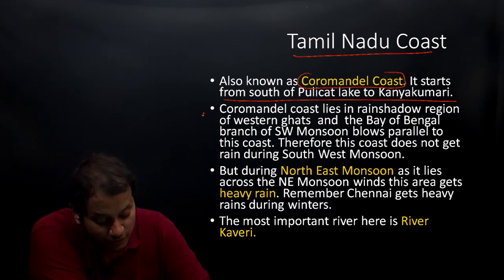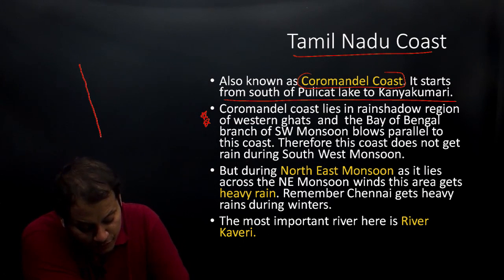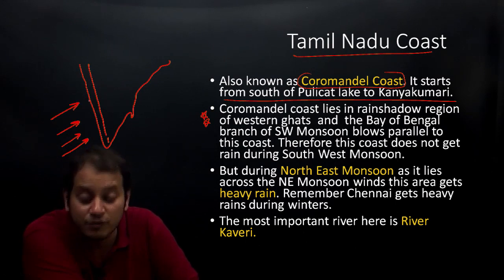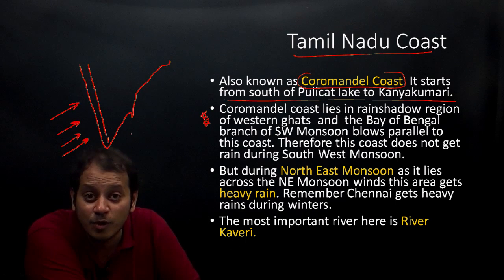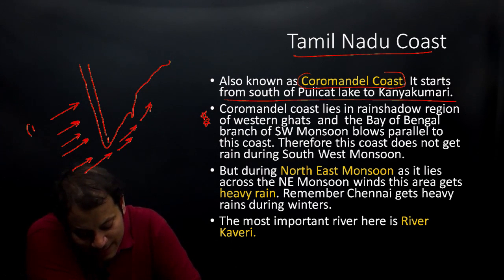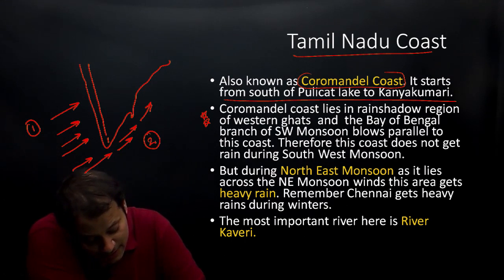What is the importance of the Coromandel coast? If you remember, India gets rainfall due to southwest monsoon winds. The southwest monsoon winds come and give very heavy rainfall to India, what is known as the rainy season or monsoon season. Now there are two branches of the southwest monsoon winds. One branch lies in the Arabian Sea and the second branch lies in the Bay of Bengal. You can see here, this is the Bay of Bengal branch.